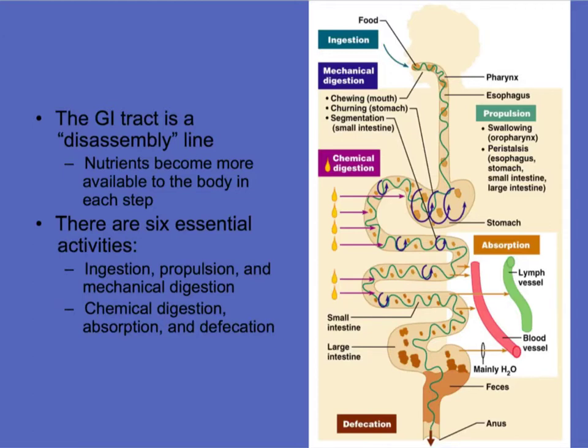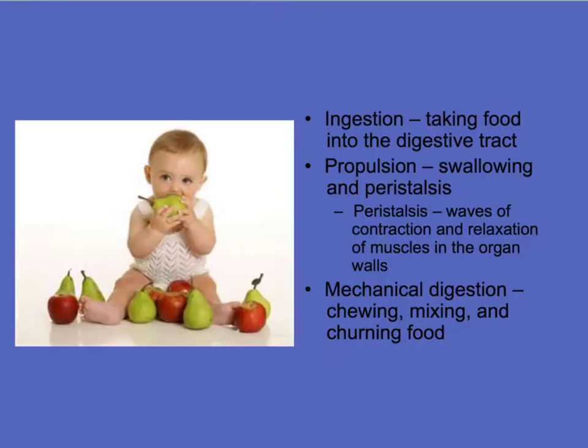There are six essential activities: ingestion, propulsion, mechanical digestion, chemical digestion, absorption, and defecation. Ingestion is where you take in food, so eating. Propulsion is both swallowing and peristalsis, which is waves of contraction and relaxation in the walls of muscles. You've got peristalsis in your esophagus, moving your food down. You've got peristalsis in your stomach, small intestine, and large intestine, moving food all the way through. Mechanical digestion is any kind of physical breakdown, and this could be chewing, mixing, or churning.